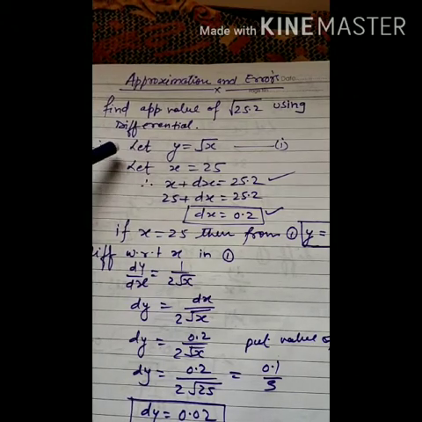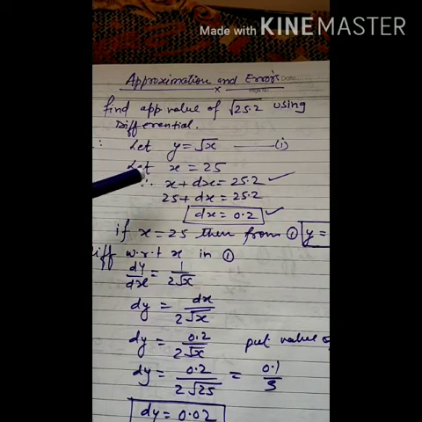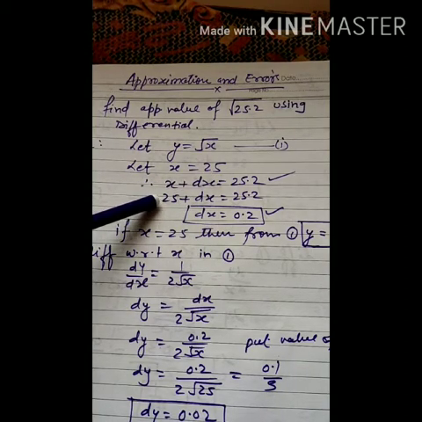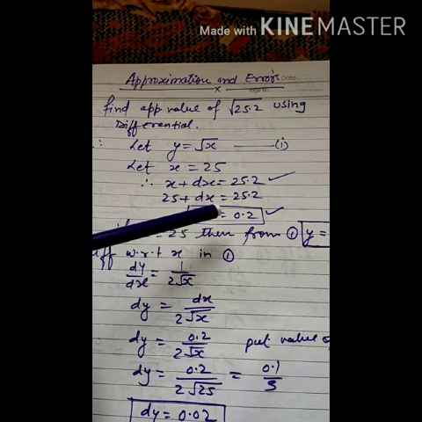So in this, our procedure is, let us consider y equals root x. Now let x be 25. Therefore, x plus dx will be 25.2. Now put the value of x. So 25 plus dx equals 25.2. Now the value of dx will be 0.2.